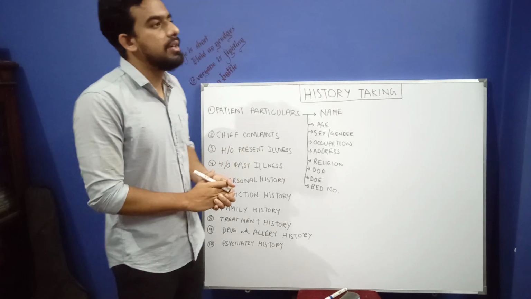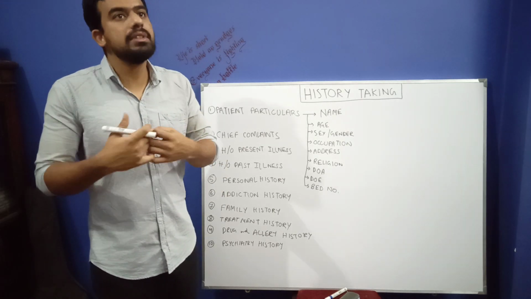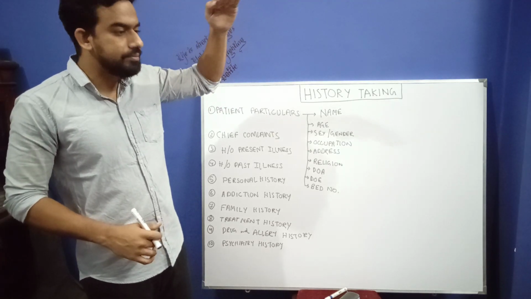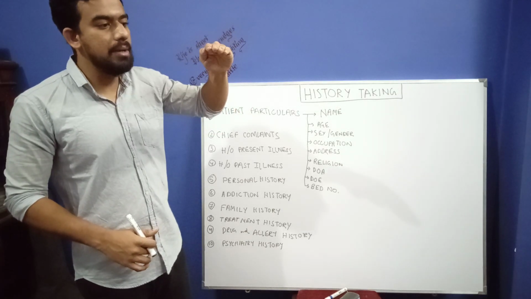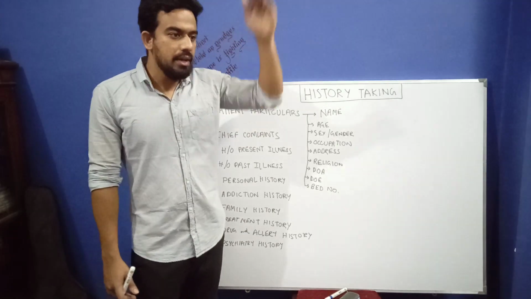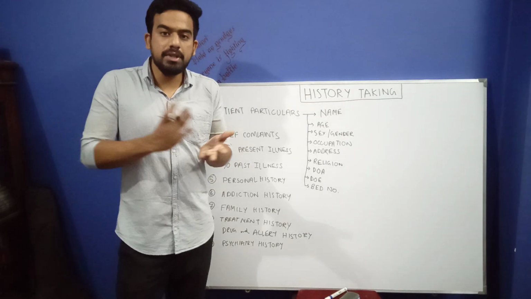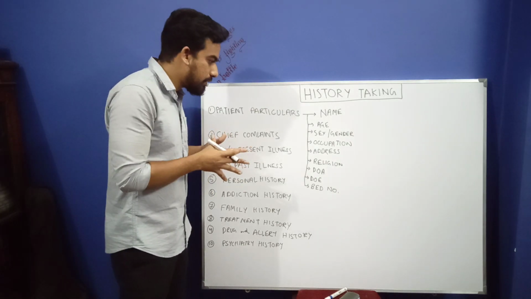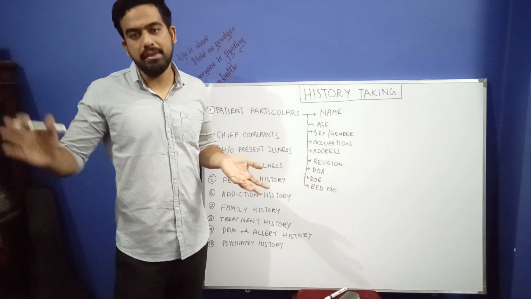For example, suppose someone is having pain in abdomen for 7 days, vomiting for 5 days, and headache for 3 days. So you go in that order. Abdominal pain 7 days, vomiting 5 days, headache 3 days, or headache, vomiting, abdominal pain. You can't go like abdominal pain 7 days, headache 3 days, then vomiting for 5 days. You have to follow an order, either ascending or descending. So if someone is presenting with pain in the abdomen, your chief complaint will be pain in the abdomen for the past 5 days.